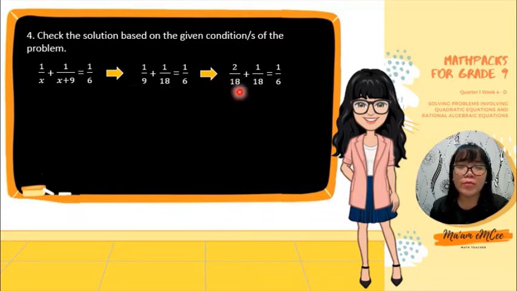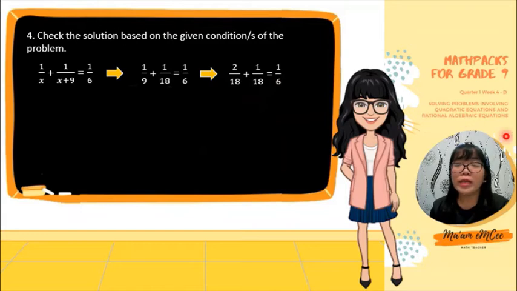So since our LCD is 18, we change our denominators into 18. So 18 divided by 9 is equal to 2. Times 1, that is equal to 2. That is how we got the numerator. So 1 over 9 then became 2 over 18. Then 18 divided by 18 is just equal to 1. 1 times 1 is just equal to 1. So nothing changed to 1 over 18 because they have the same denominators.